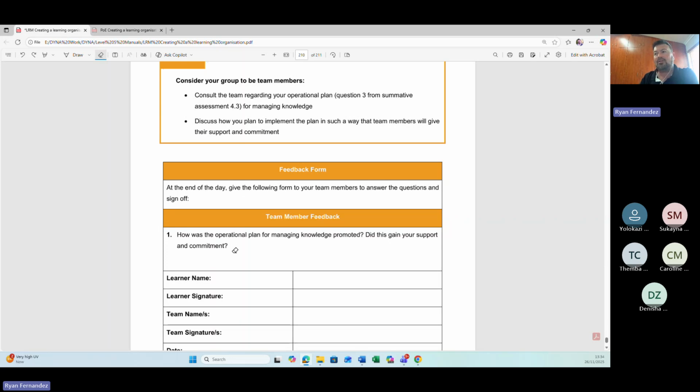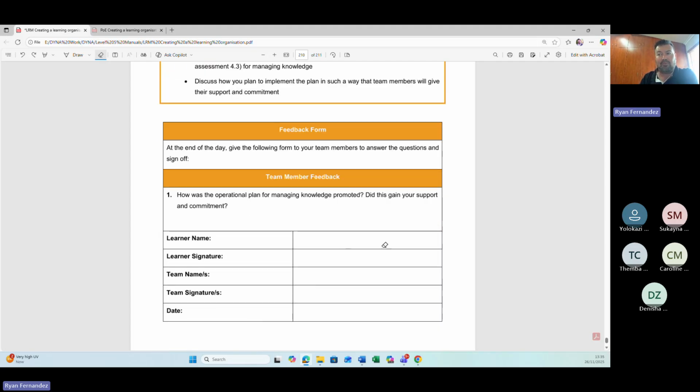Someone in your team goes, okay, so how was the operational plan for managing knowledge promoted? Did this gain your support and commitment? So Yolakazi told me all about the knowledge management plan. I really think this will add a lot of value to our team. It will also make sure that we all have access to the knowledge so we can make better decisions and we can deal with things quicker. And then you would put in your name.